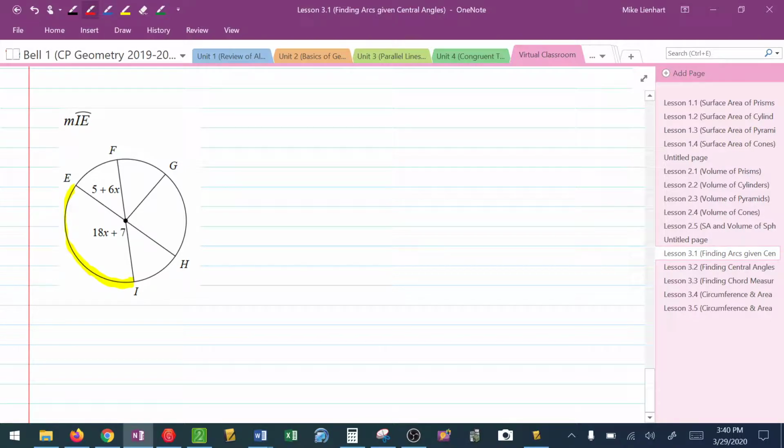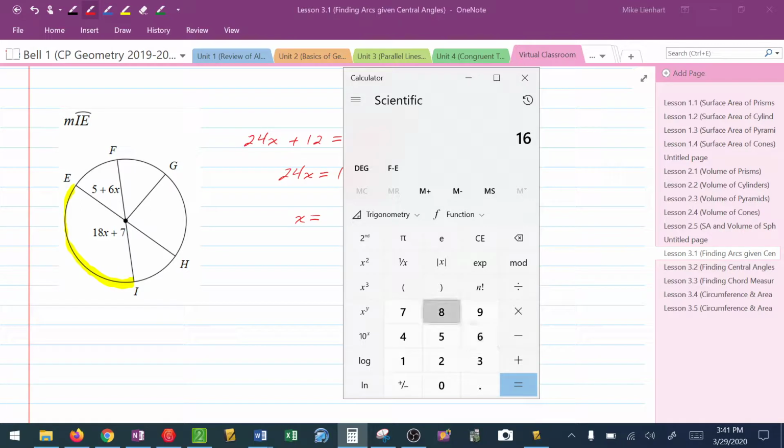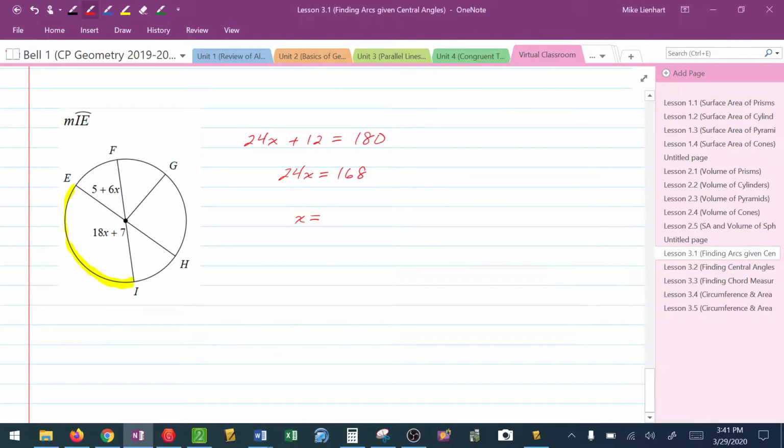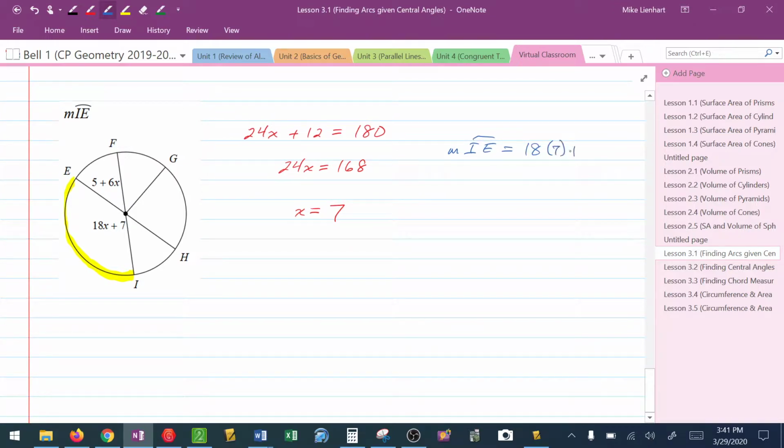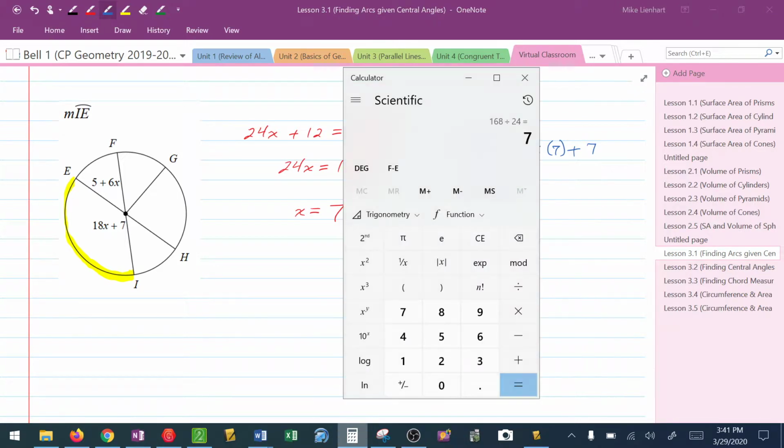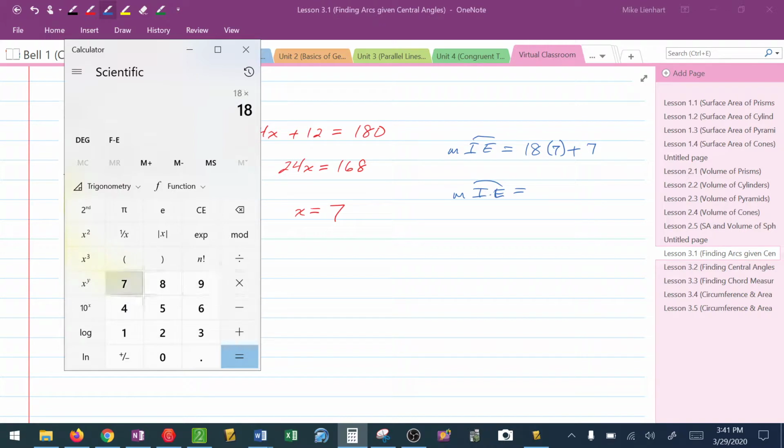If I take 18x plus 6x, that would be 24x, and then add 5 and 7, so plus 12, I know that those 2 angles have to add up to 180. Why? Because a semicircle is 180. So 24x is equal to 168. And if I take 168 divided by 24, I get x is 7. I can then say that the measure of arc IE is equal to 18 times 7 plus 7. Let's use the calculator, 18 times 7 plus 7 would be 133 degrees.